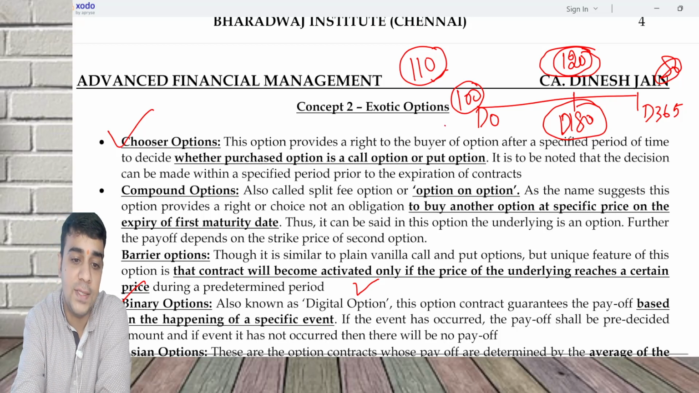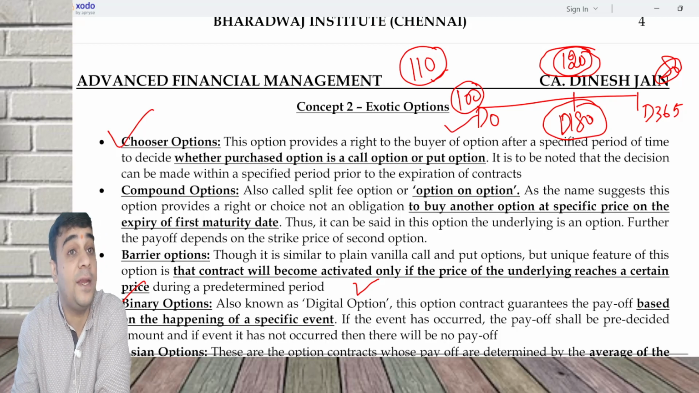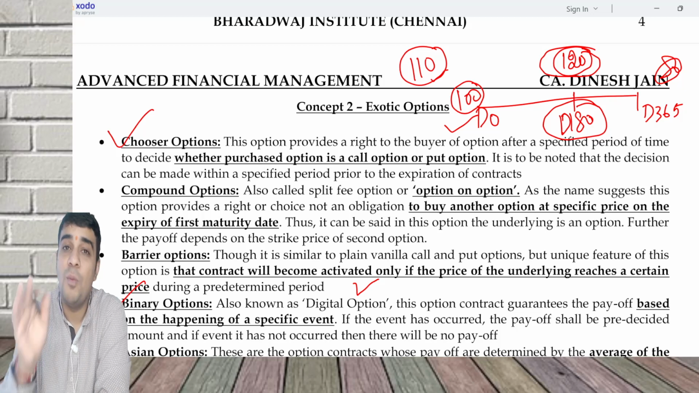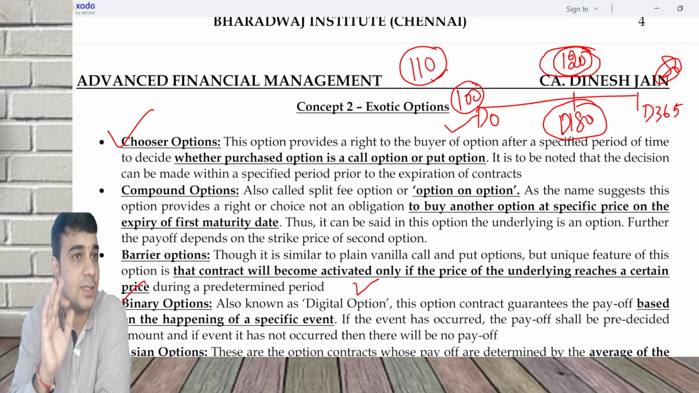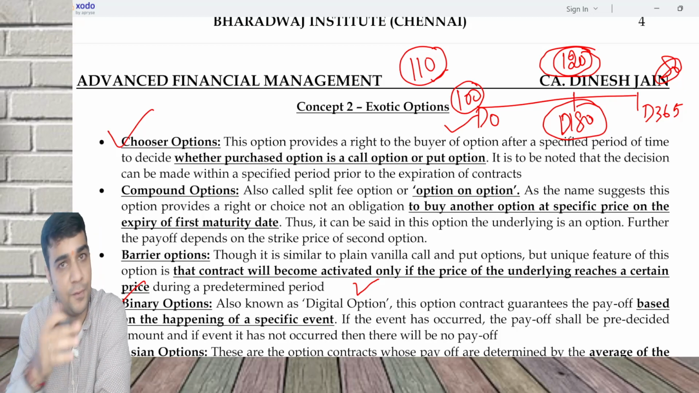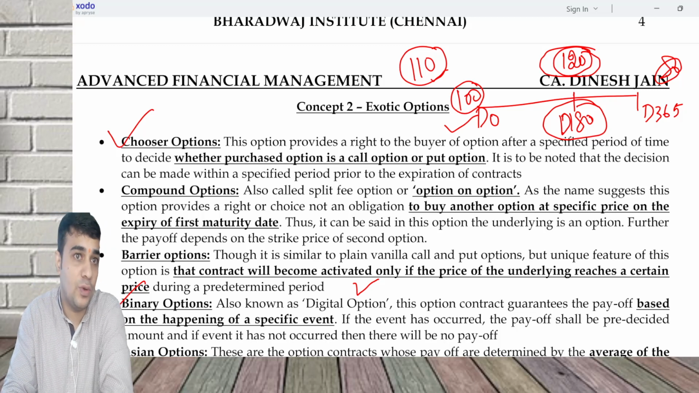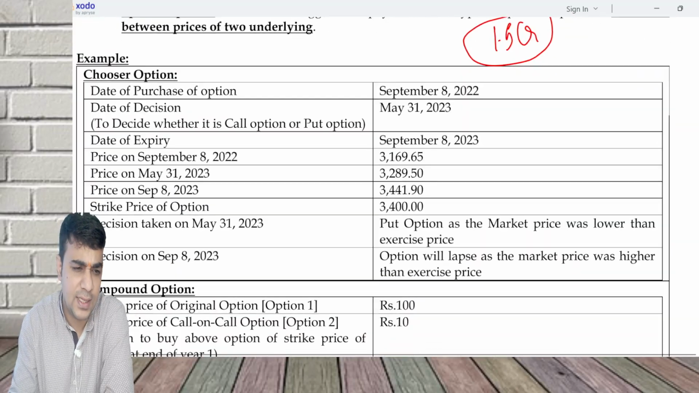This option provides a right to the buyer after a specified period of time to decide whether the purchased option is a call option or a put option. Moment you decide this, it is like a plain vanilla option. After that, you have decided that it is a call option. What will be the payoff? If you exercise it, difference. If you don't exercise it, no payoff. After that, it becomes like a plain vanilla option. Any doubts on this? You can decide on day 180, day 270, day 90, depends on the terms of the agreement. Let's see an example.